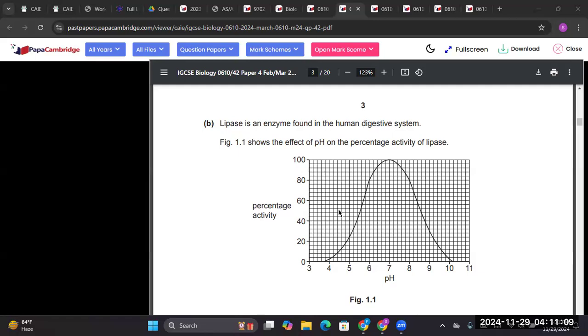You need to read this question carefully. It says both describe and explain. Describe means first you describe the shape of the graph: as the pH is increasing, the activity increases, and so on. Then you need to explain why, relating it to denaturing and the shape of the active site. This is for 6 marks, so at least 2 points on the description and 4 points on the explanation. You can take 3-4 minutes and type out the answer for this.